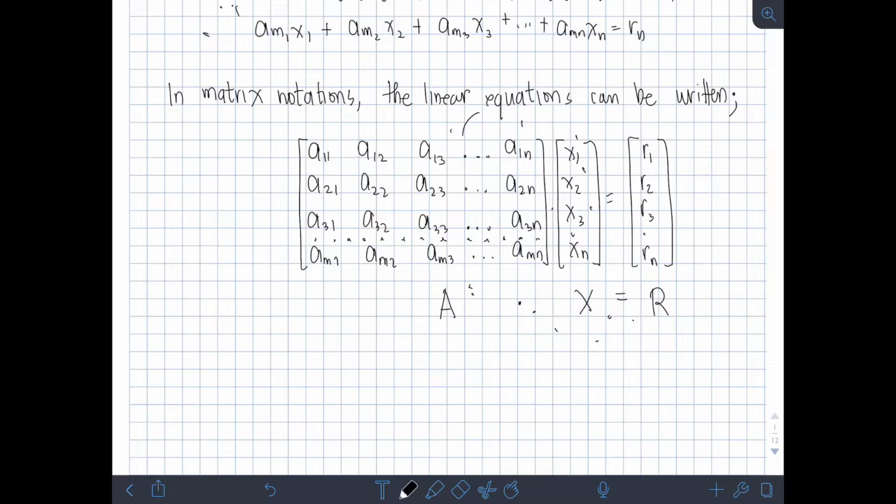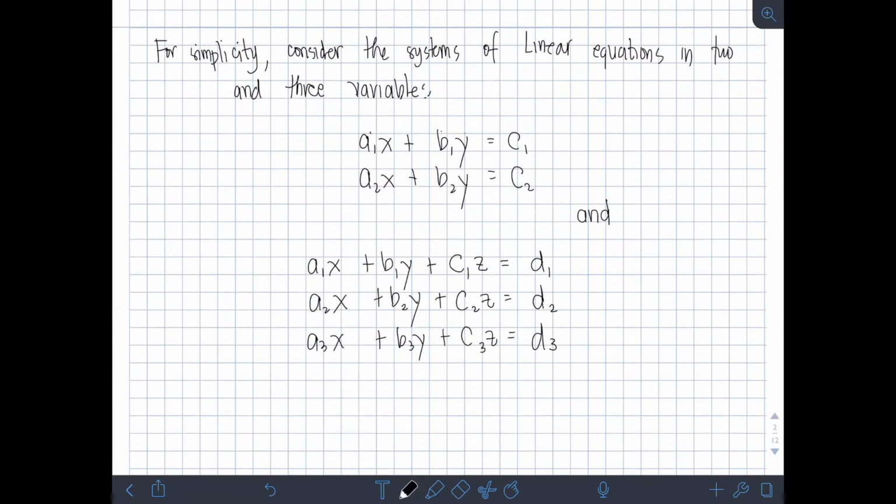At itong matrix na to, ay pwede nating masolve yung unknowns x sub 1 to x sub n using Cramer's rule. Okay, so, for simplicity, consider na lang natin yung systems of linear equations in 2 and 3 variables. Kasi, sa video na to, 2 and 3 variables lang naman yung isa-solve natin. So, dito muna tayo sa systems of linear equations in 2 variables.